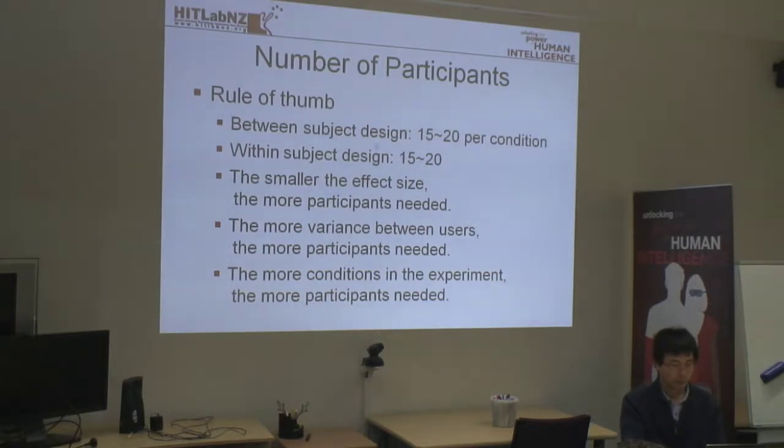But again, these numbers are just a guideline, just a general rule of thumb. It depends on how much of a difference you are expecting. So if you're expecting a big difference in the measures of the dependent variable, then you might end up with a significant difference even with a small number of participants. But if you're trying to detect a very subtle difference between the conditions, then you might need more participants to reduce the variance of your experiment.